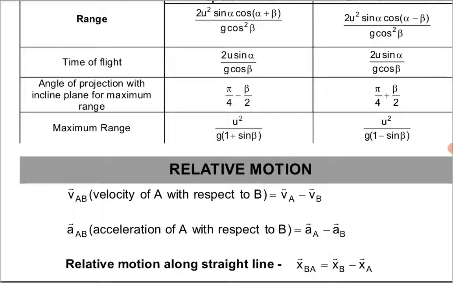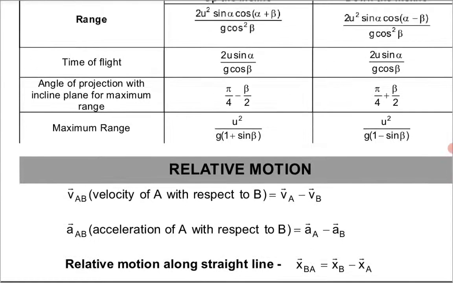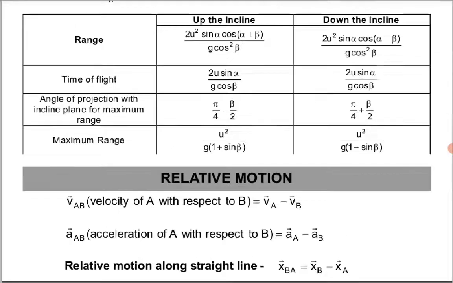VAB, that is velocity of A with respect to B, equals VA minus VB. Acceleration of A with respect to B, aAB, equals aA minus aB. Relative motion along the straight line: XBA, that is distance of B with respect to A, equals XB minus XA.